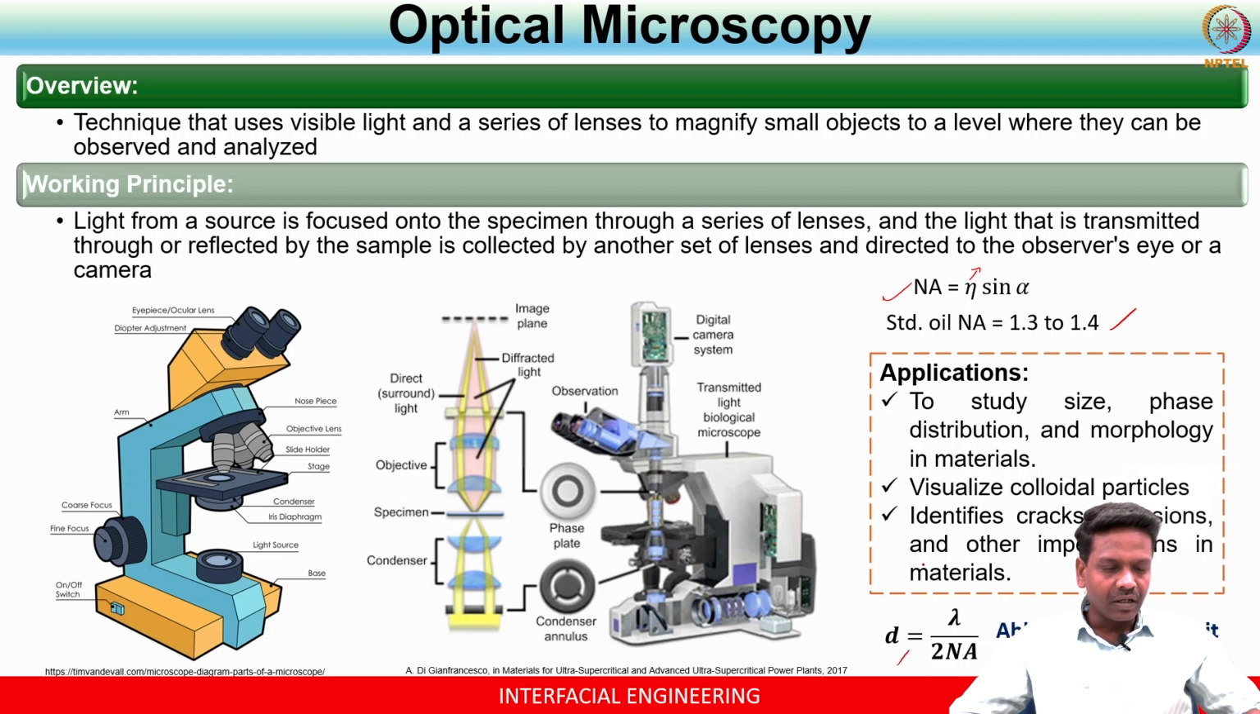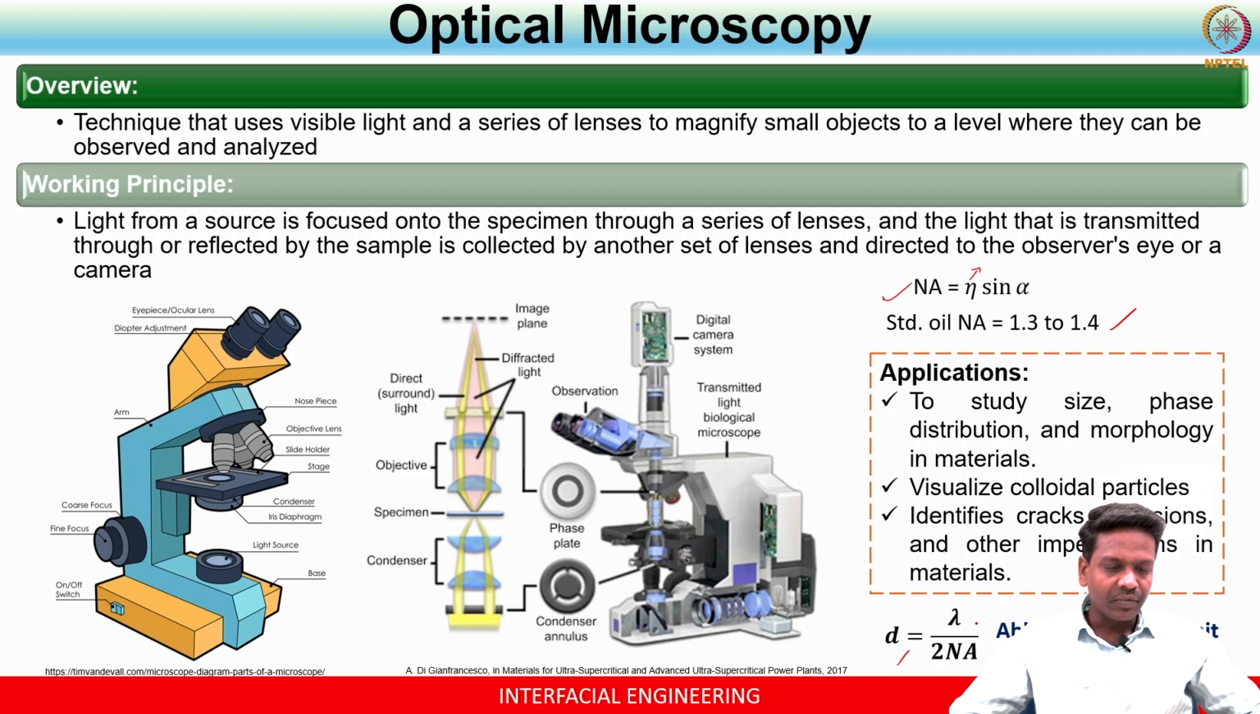There is something called Abbe's diffraction limit. This sets the limiting point. Let's say you want to resolve objects which are kept at a distance of 200 nanometer; you will be able to resolve them under the microscope.